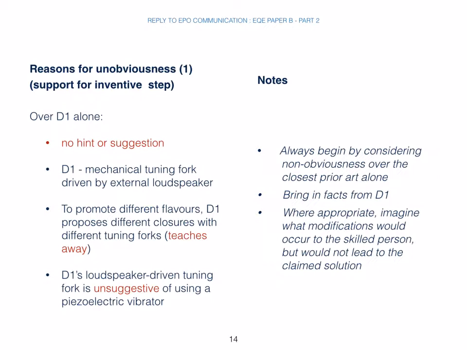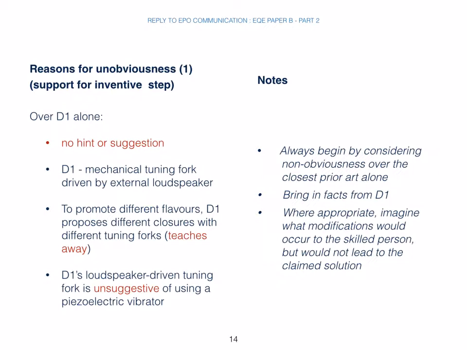So applying this then to D1, there is no hint or suggestion in D1 of getting to the claimed subject matter. That is a standard argument. D1 has a mechanical tuning fork driven by an external loudspeaker. To promote different flavors, D1 proposes different closures with different tuning forks. In other words, it teaches away from the invention. And D1's loudspeaker-driven tuning fork is unsuggestive of using a piezoelectric vibrator.